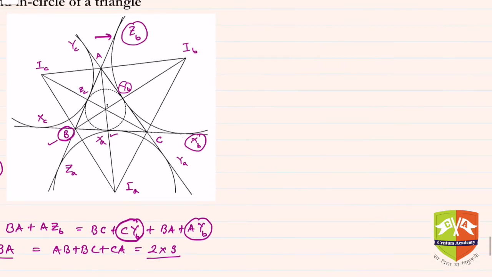What next? Let's consider AYA. Where is AYA? YA is here, and this one is A. So AYA will be equal to AZA, same logic, tangents from the same point. And this will be equal to BZB, and this will be equal to BXB, and all of them will be equal to CXC, which is equal to CYC, and all of them will be equal to S, isn't it? Right?